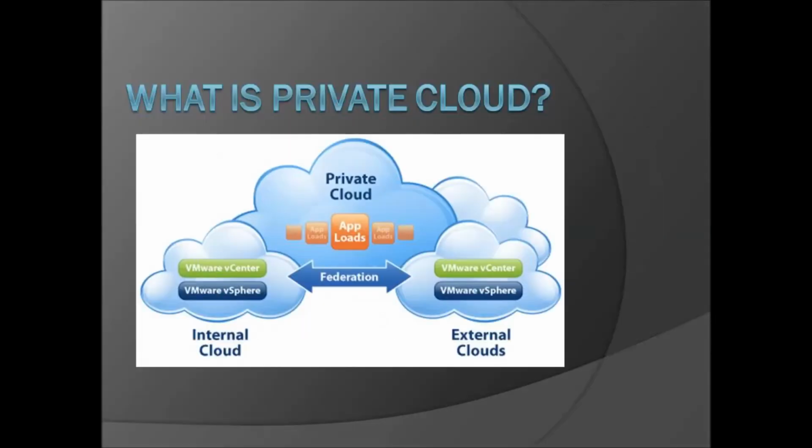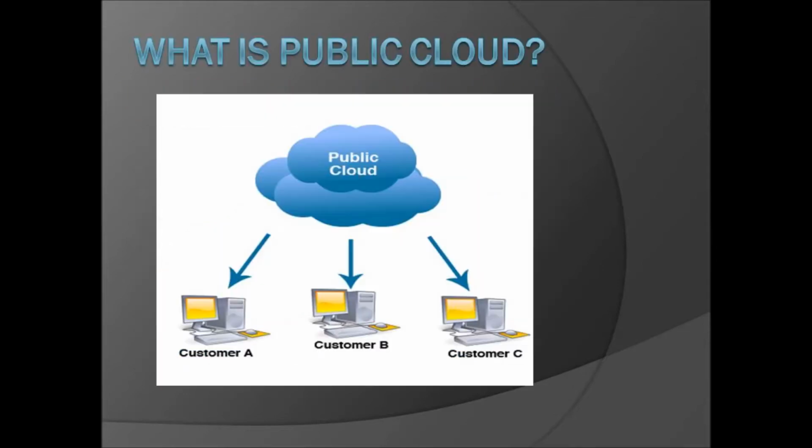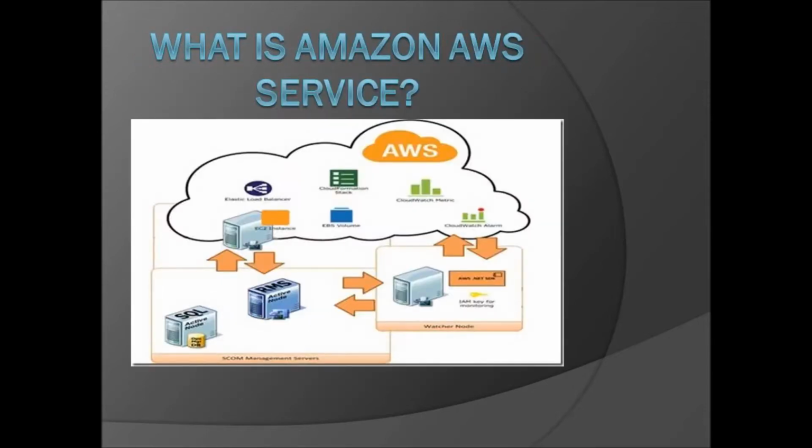A private cloud is a particular model of cloud computing that involves a distinct and secure cloud-based environment in which only the specified client can operate. Moving towards the next question, public cloud is one based on the standard cloud computing model in which a service provider makes resources such as applications and storage available to the general public. Amazon Web Services is a collection of remote computing services, also called web services, that makes up a cloud computing platform offered by Amazon.